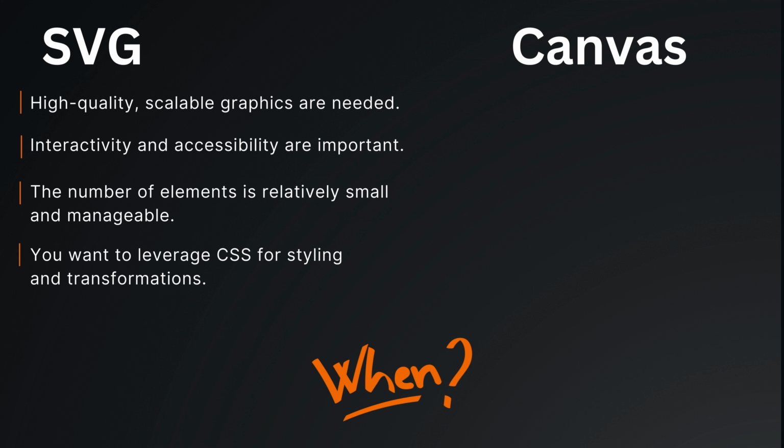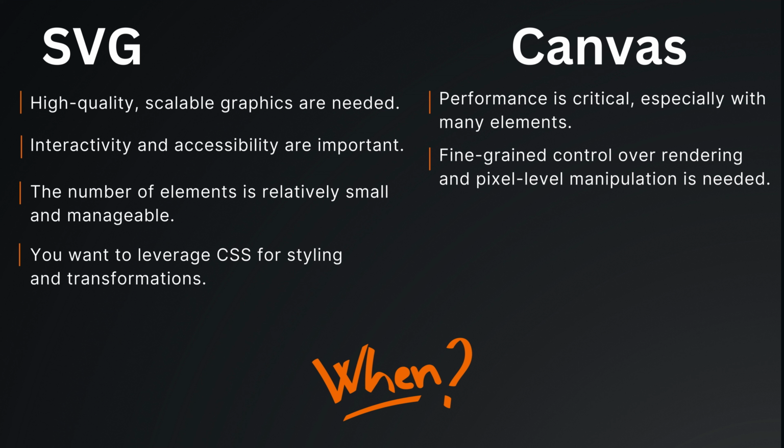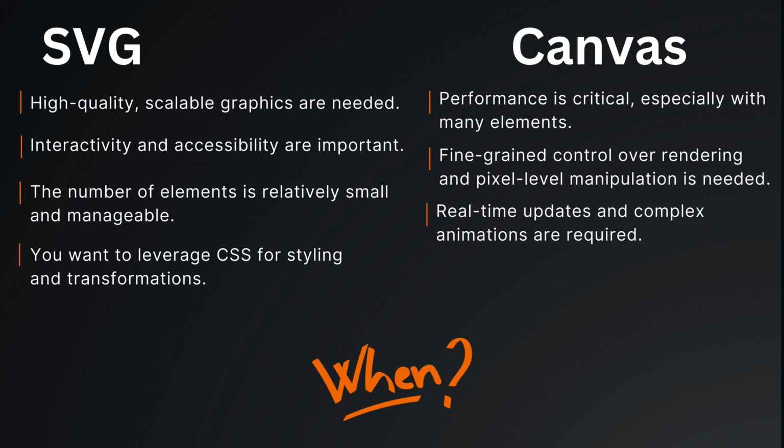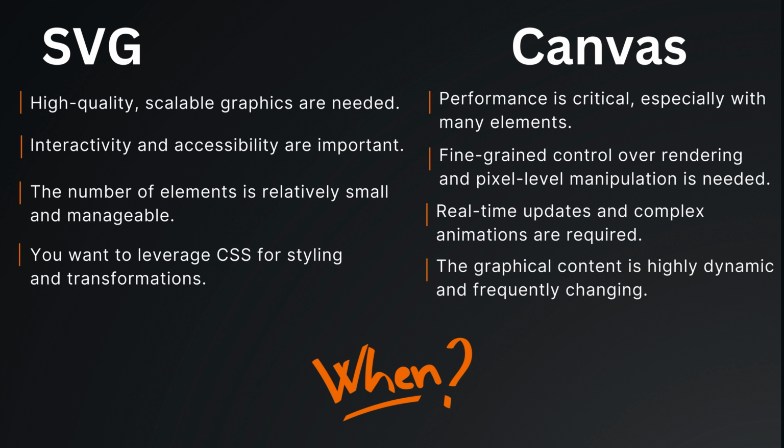When to use canvas? When performance is critical, especially with many elements. Fine-grained control over rendering and pixel-level manipulation is needed. Real-time updates and complex animations are required. The graphical content is highly dynamic and frequently changing. We will use Canvas for its performance benefits, because we have a lot of elements on the page, so it's very important to show fast and detailed information.